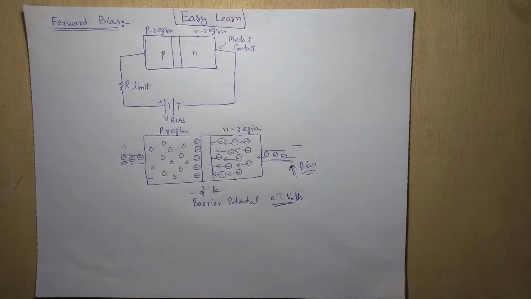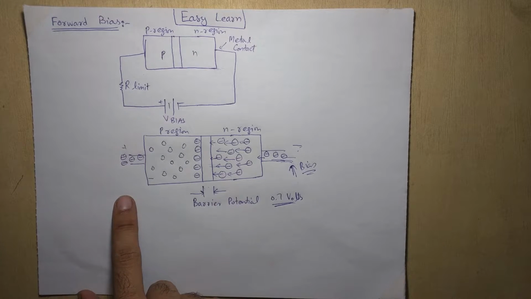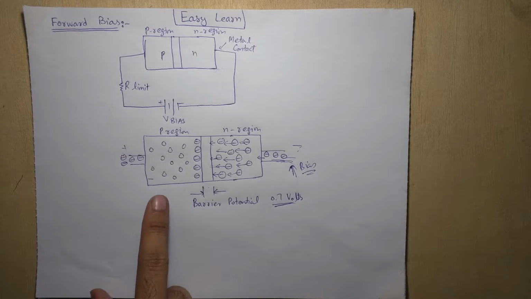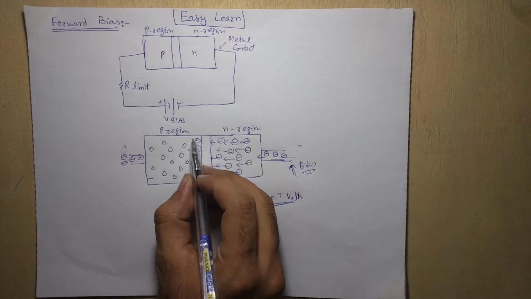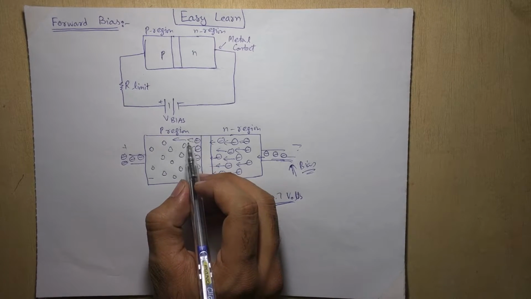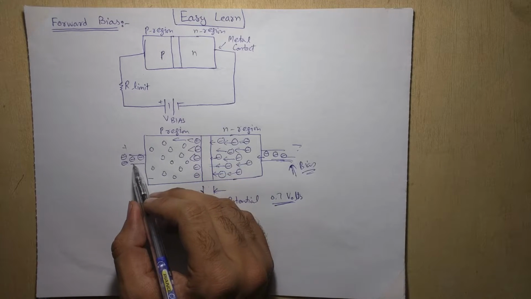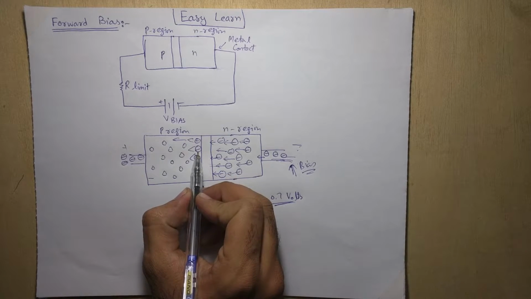Unlike charges attract, so the positive side of the V bias voltage source attracts the valence electrons toward the left side. They are attracted toward this side, and the movement is towards the left side, the positive side. Here is the positive and here is the negative.